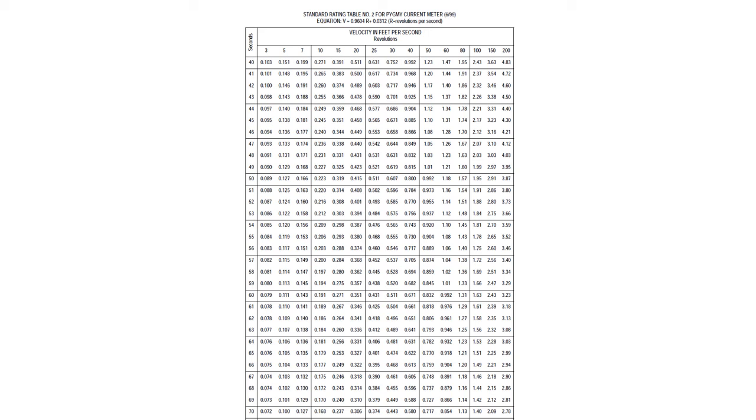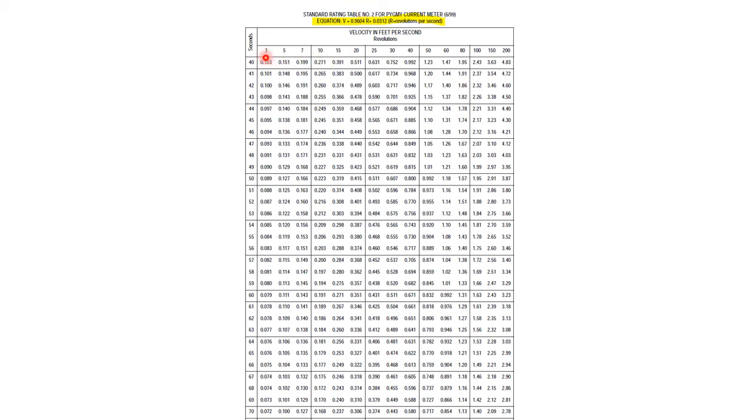The Pygmy comes with this standard rating table. The standard rating table, firstly, shows us that standard equation that we talked about in the previous slide at the top. So this is what we would use if we program a spreadsheet, for example, to calculate the flow. We would just plug that in. If you're doing it by hand, or if you need to spot check a spreadsheet, you can use the standard rating table to pick out velocities calculated for some standard times and revolutions.